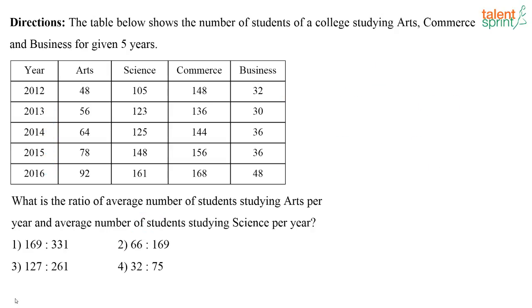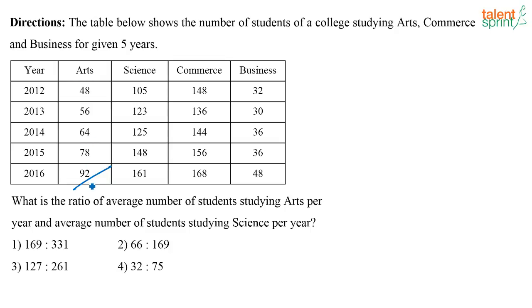Next one. What is the ratio of the average number of students studying arts per year and the average number of students studying science per year? Very easy question, you just have to add these. Total number of students studying arts, total number of students studying science, divide by 5 for each, that will give you the average number in each case.